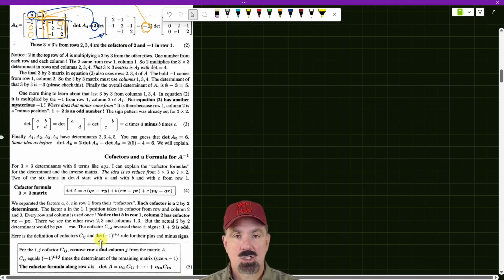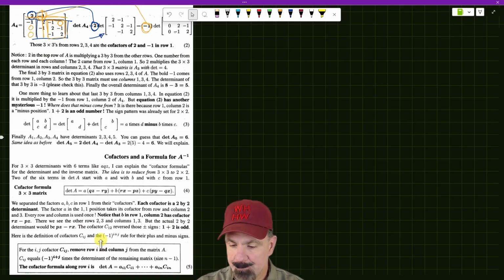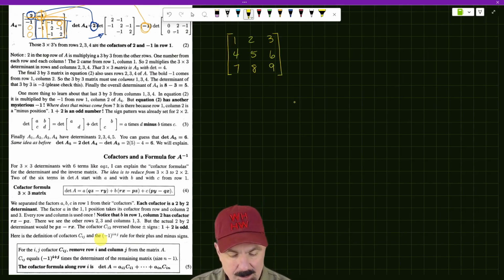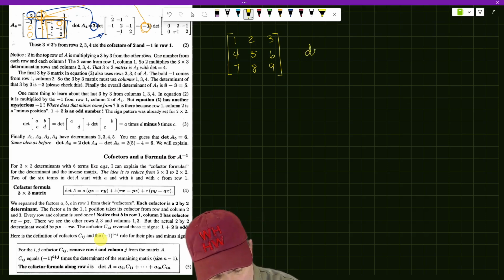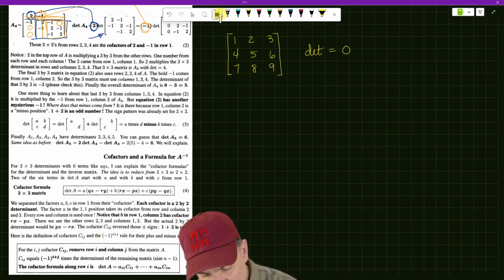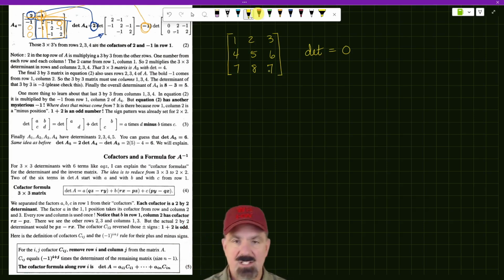What I want to do is just show you an example because I think it will help to make this clear. Let me write down the matrix we're going to work with. All right. What we have here is a matrix where we immediately know what the determinant's equal to. In this case, the determinant is equal to 0 because the columns in this matrix are linearly dependent. That's not what we want. We want to actually do a demonstration, so I'm going to change the 9 to a 7.